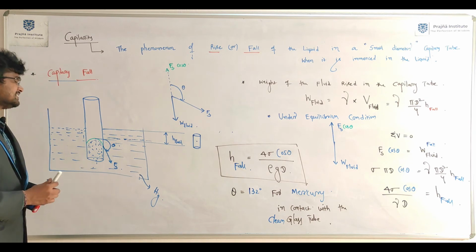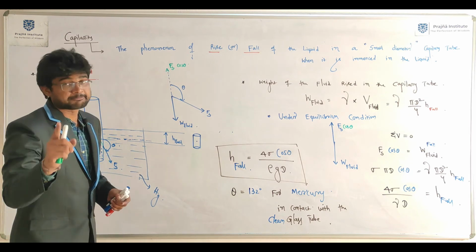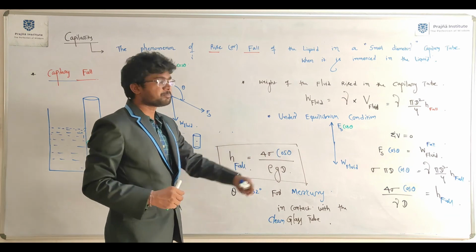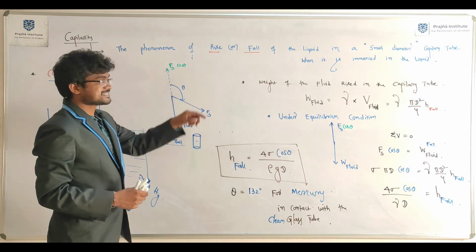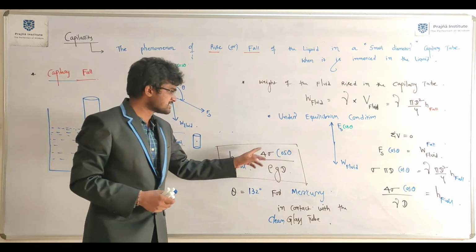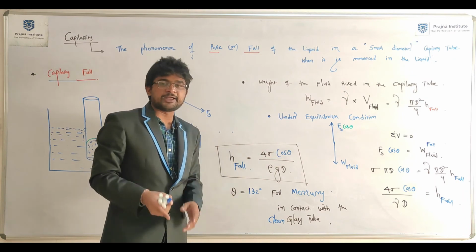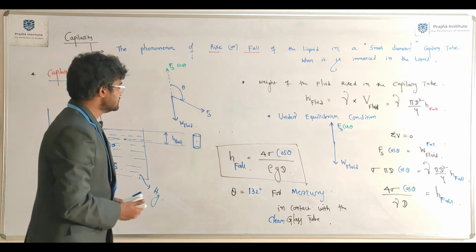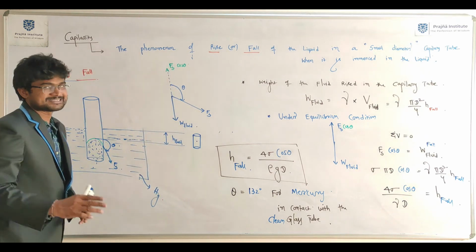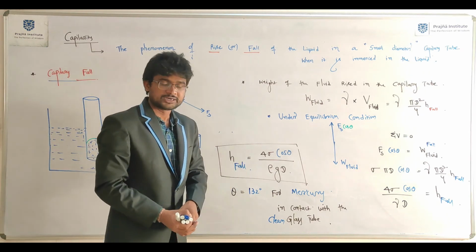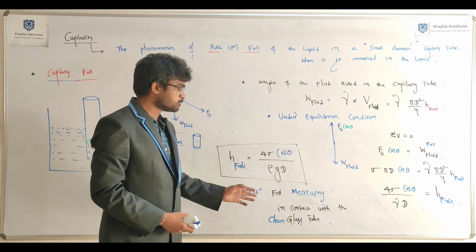What we changed here? Here theta is an obtuse angle. That is why cos theta will be negative. What is the answer? Finally we will get a negative value. Negative representing falling fluid. Okay? So capillary fall is represented with a negative value. Here theta is an obtuse angle.